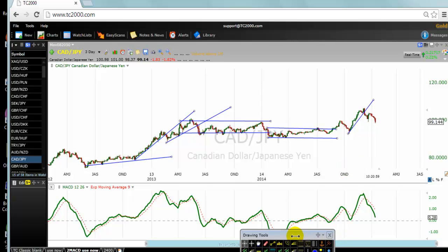I have here the MACD 12.26.9. This is the standard MACD indicator. MACD stands for moving average convergence divergence. All right. The first characteristic of MACD as a trading tool is that MACD is a trending technical indicator. All right.